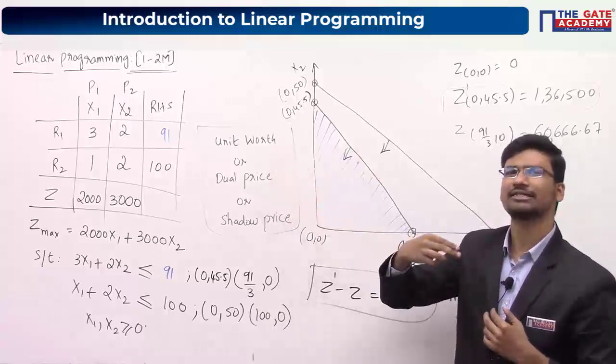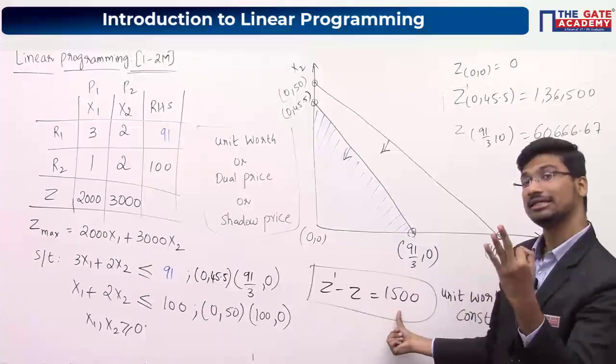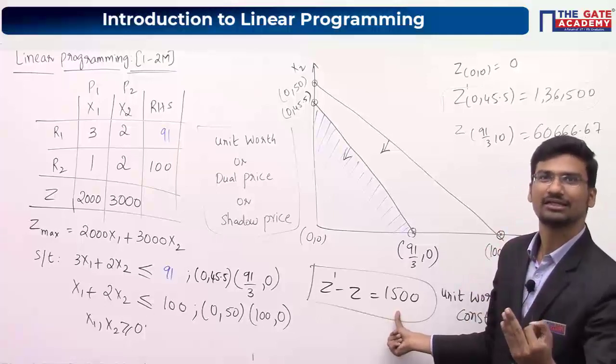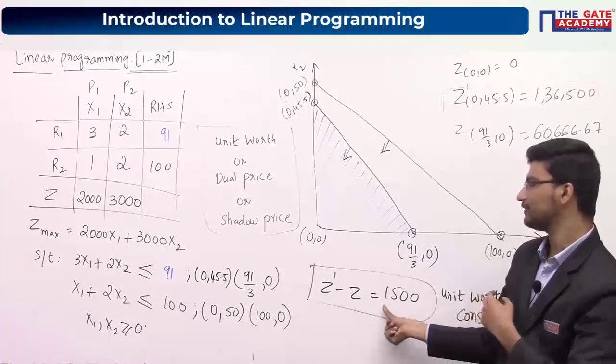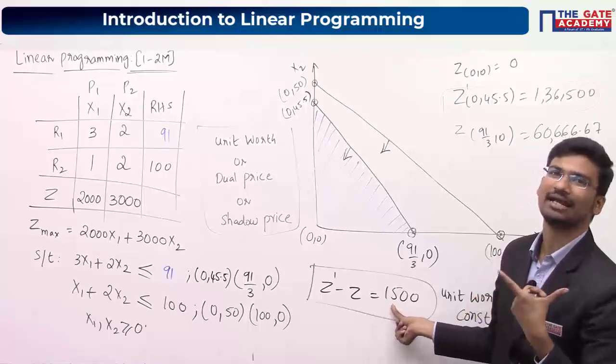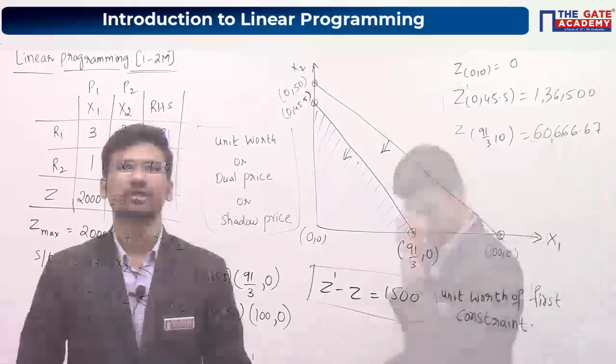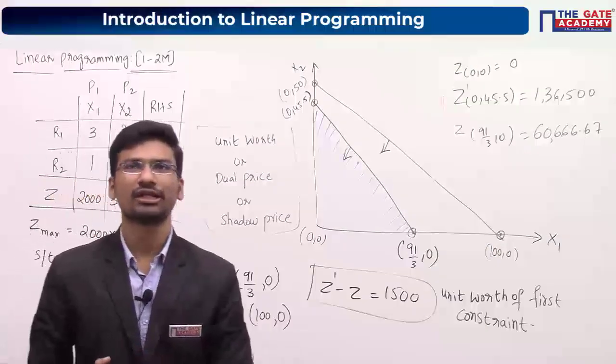Let us say if I increase 2 units, what will happen? I will get 3000 rupees extra profit. If I increase 3 units, then I will get 1500 into 3, 4500 extra profit. Okay. So please reply. Shall we move to the next question?